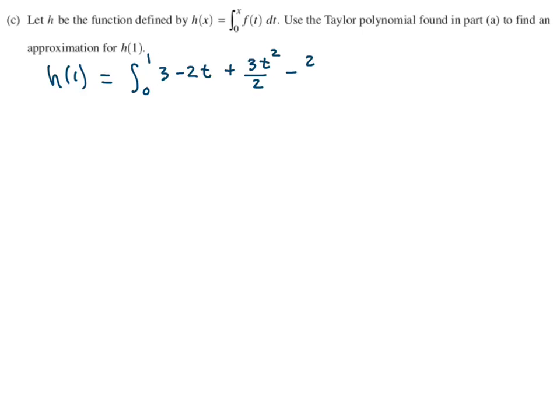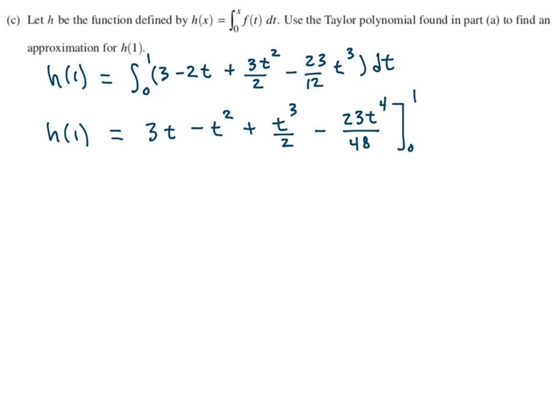But h of 1 equals the integral from 0 to 1. The x gets replaced by a 1. And then that really is the polynomial function I used. I did do it in terms of t because they did say f of t dt. So if I want to approximate h of 1, I just need to evaluate this antiderivative. So I'll just power rule the inside of that. Nice part about polynomials. So 3 goes to 3t. Minus 2t, power rule that all the way down the line. And then I'll just plug in my upper bound minus my lower bound.